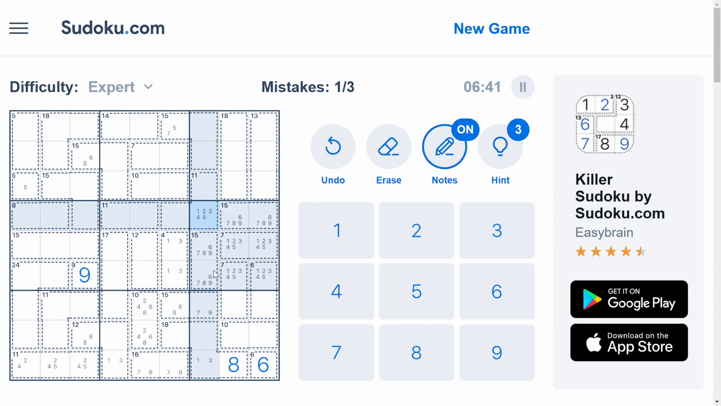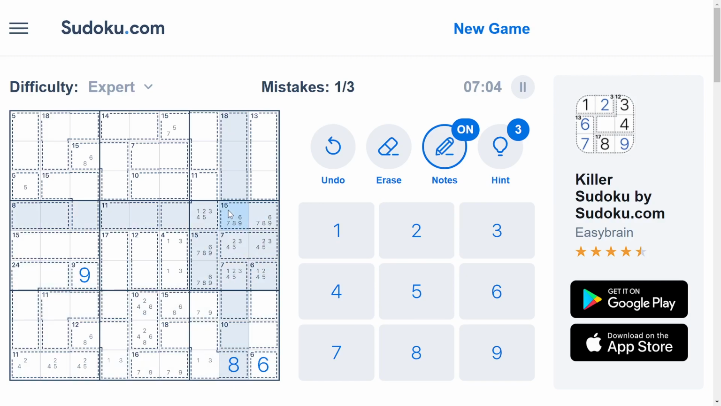What else do we know? This one, because the 6 can't be in here, the 1 also can't be in here. So 2, 5 or 3, 4. So right here, the 3 can't be in here. So 1, 5 or 2, 4. Okay. Right here we don't know enough about this one to really say anything.